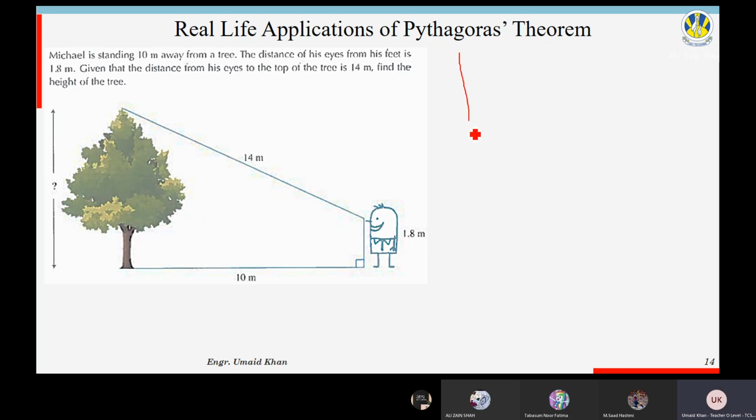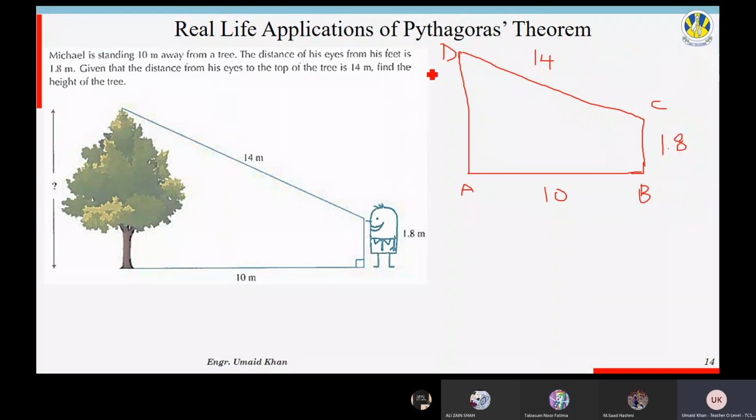So let's first redraw this shape so that it becomes easier to visualize. I am given 14 meters. Let's give the points some letters as well: A, B, C and D. So AB is 10 and BC is 1.8. I have to find out the height of the tree, which means I have to find out this AD. AD is the unknown length.